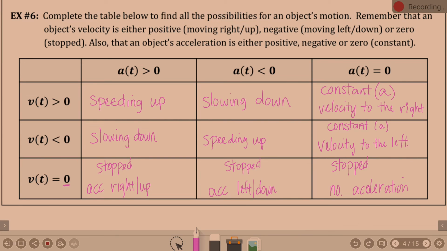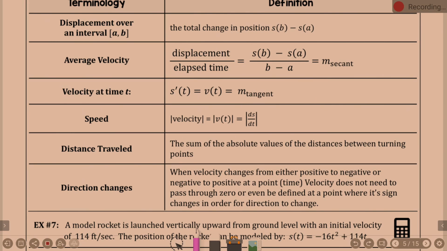Okay. There's some definitions on the next page. This is probably the page I was thinking of when I was thinking about displacement and whether or not we have talked about it. It all blurs together. I can't remember what I have and haven't talked about. We've talked a little bit about displacement, average velocity, velocity, speed, absolute value of velocity, distance traveled, direction changes. I would suggest you look over this chart and read through it, okay?